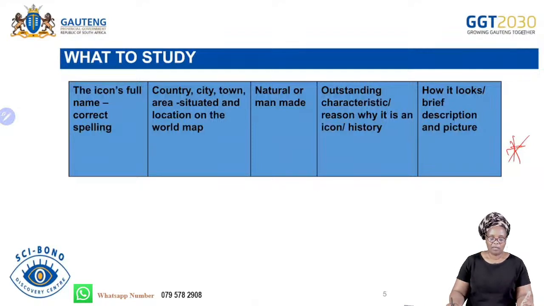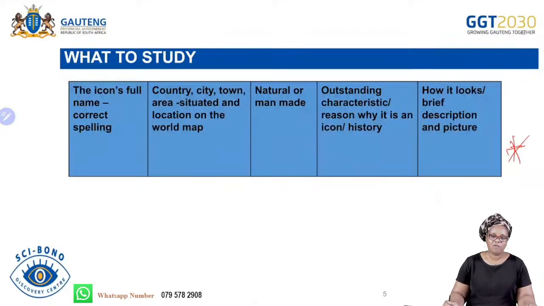So the first one, you need to give the icon's full name. The full name. If you are talking about the Leaning Tower of Pisa, you don't just say the Leaning Tower. It's wrong, it's incorrect. You have to give the full name as it appears in the textbooks, in your resources, in your labs, everything.